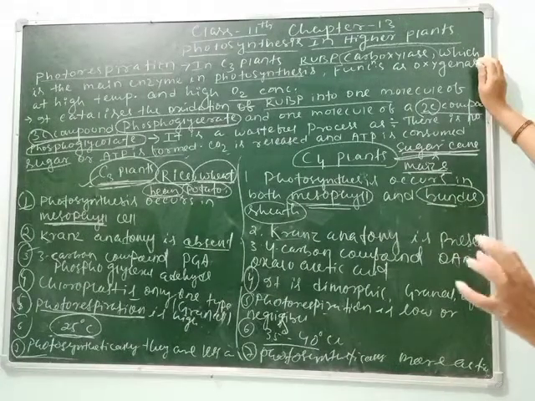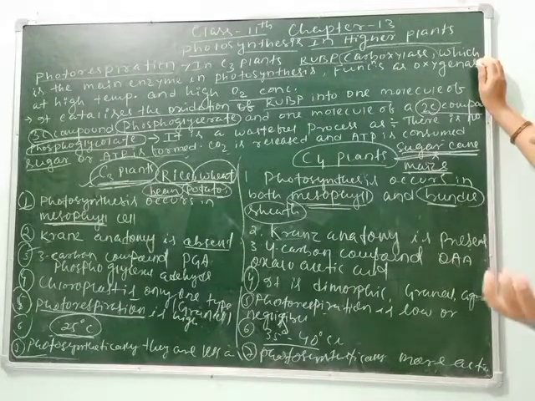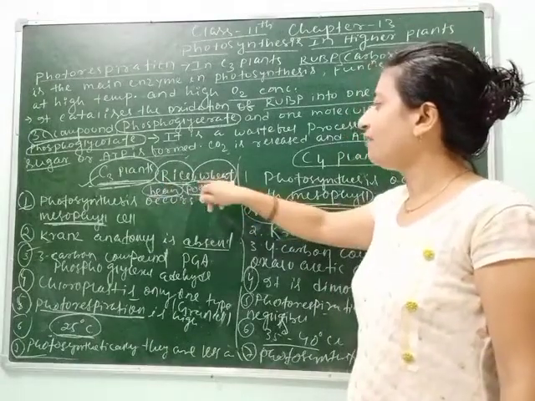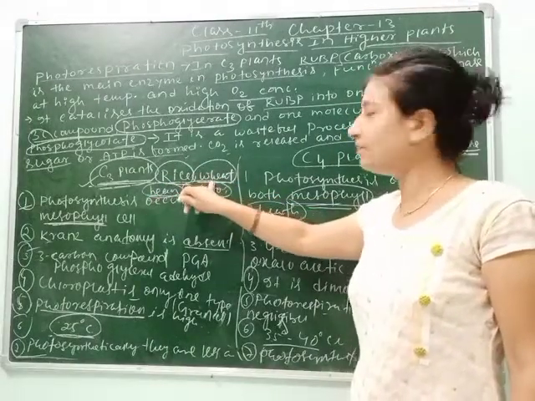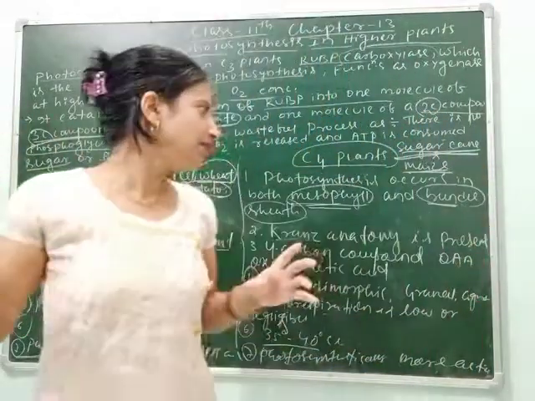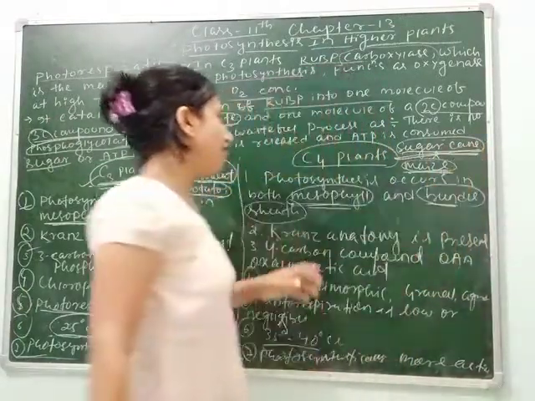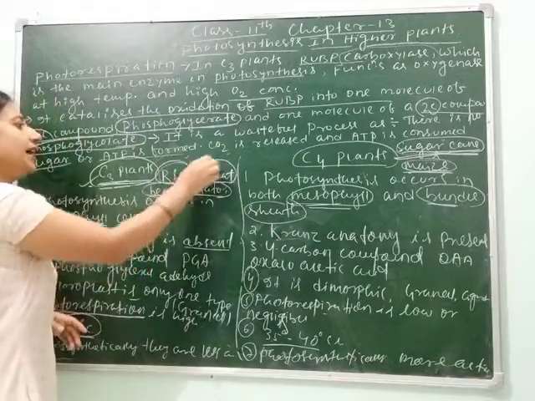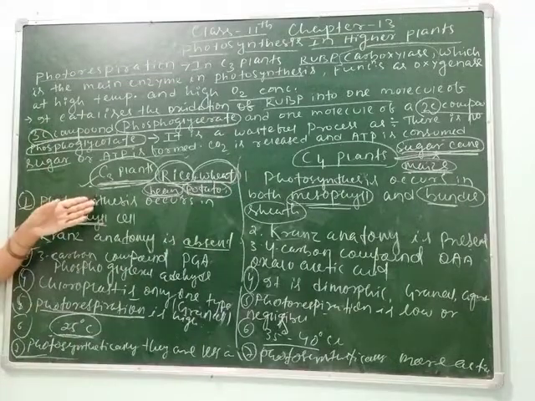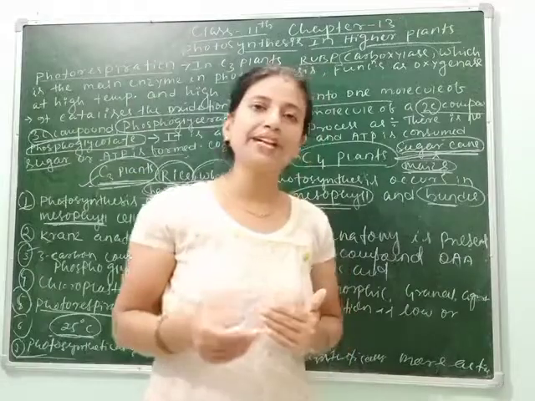Suppose the question asks you to write the names of 2 C3 plants and 2 C4 plants, then you can write rice, wheat, bean, potato are C3 plants, whereas sugarcane, maize, amaranth are C4 plants. You just remember these two examples. Maize and sugarcane come under C4 plants, whereas rice, wheat, bean and potato are considered under C3 plants. So students, this is all about your topic today. Next we will study about factors affecting photosynthesis.